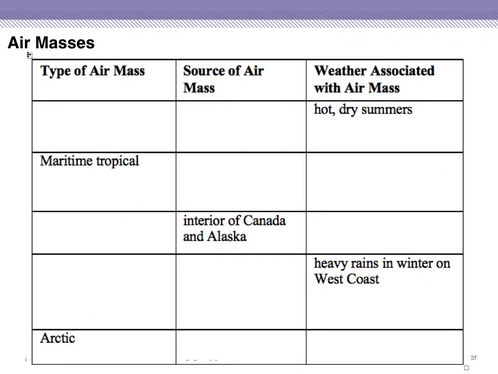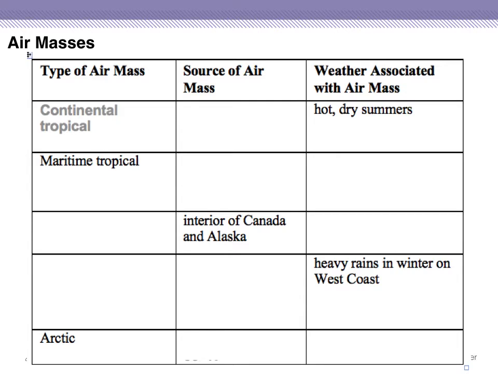Now, I want to talk about the different types of air masses, their sources, and their weather associated. This is a great table to study when you're talking about air mass movement. So we're going to start with the first blank, which is the continental tropical, because on the right, it tells you weather associated with this air mass is hot and dry. So if it's going to be hot, that's going to mean it's tropical.